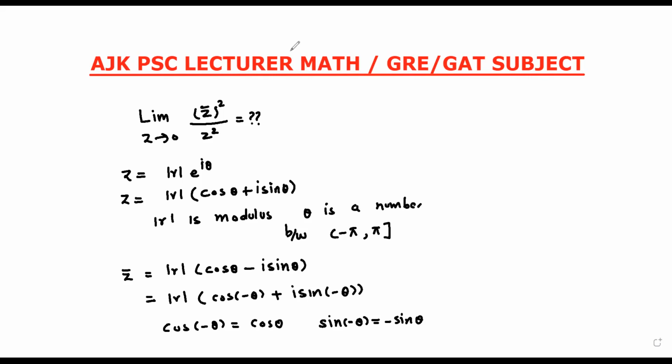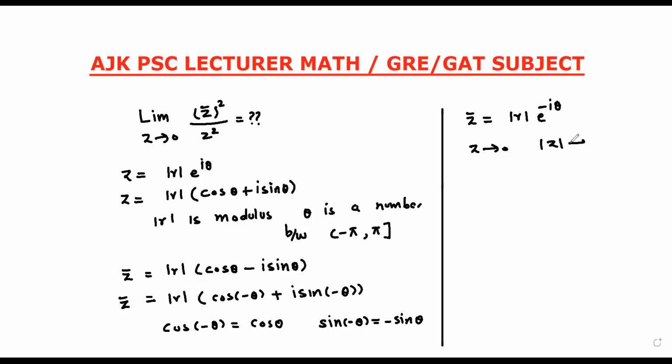Now moving forward. Now we have z equal to this one, and z conjugate equal to this one. If I write, z conjugate is equal to modulus of r, e raised to power minus iota theta. Can we write this? Yes, we can write this in this form. So if z approaches 0, it means that modulus of z approaches 0. If r approaches 0, it means modulus of r approaches 0.